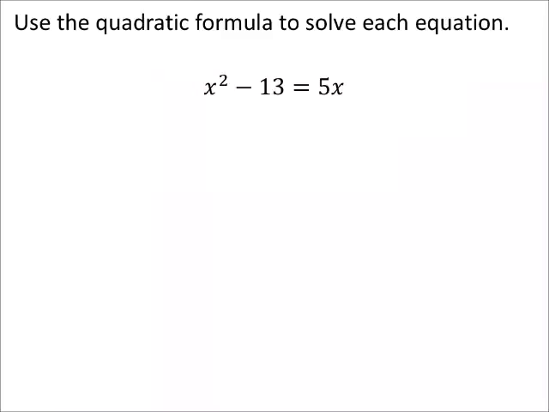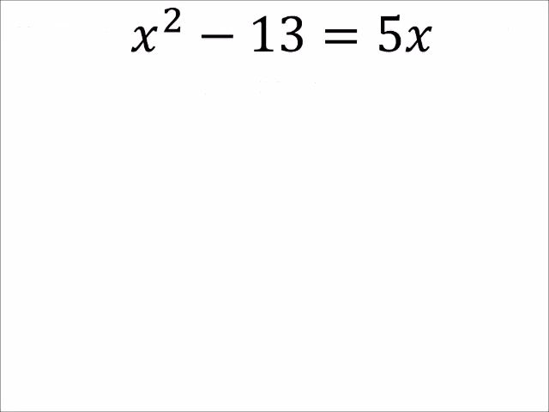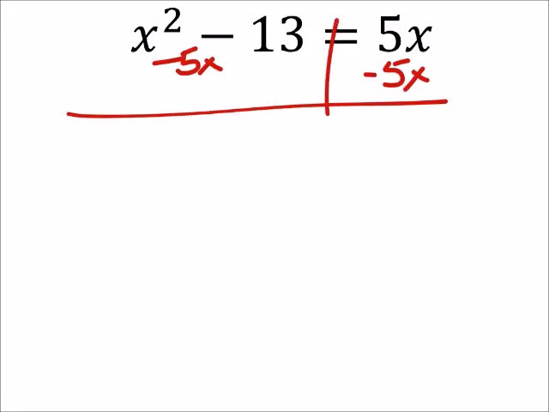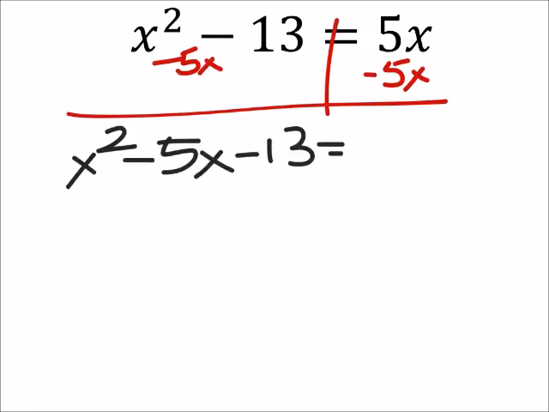So we do need to get that 5x on the other side of the equation to make it an actual quadratic equation. So let's go ahead and subtract 5x from both sides. And yes, I am putting it in between there on purpose. So now we've got x squared minus 5x minus 13 equals 0.